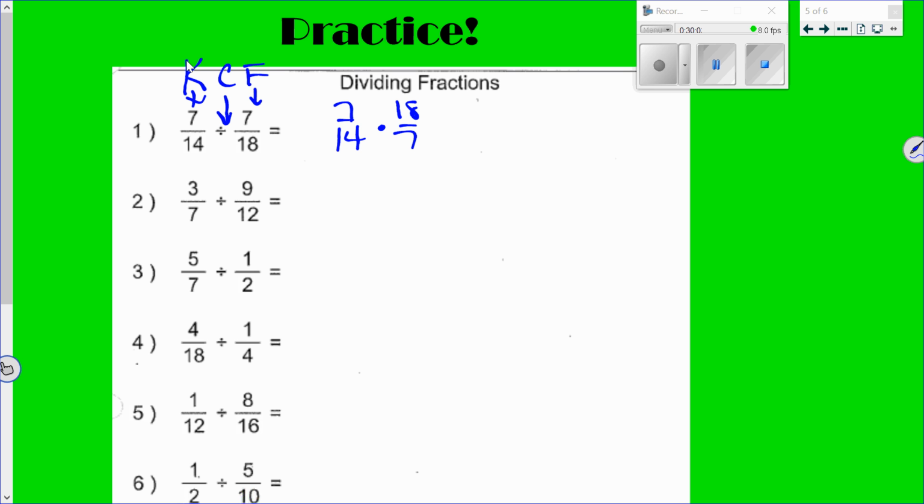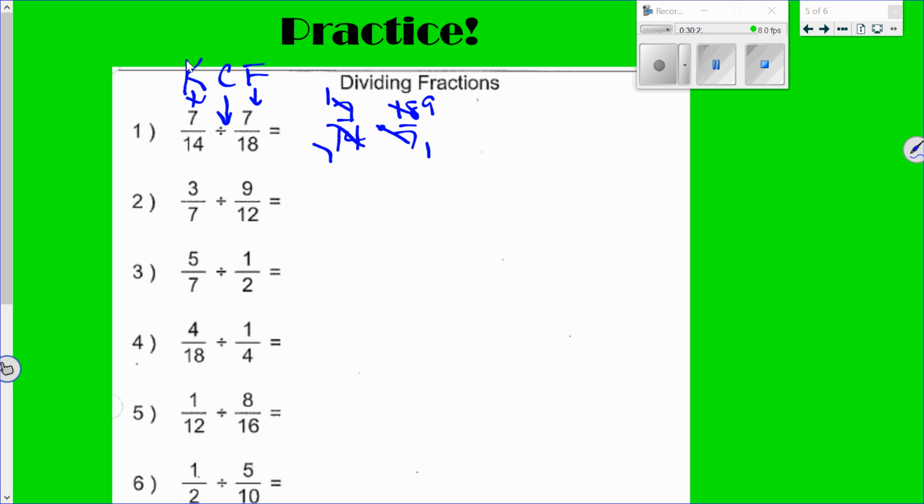Once I am in the multiplication, now I can reduce. So here I've got a 7 on top, 7 on bottom. Those I can both reduce by 7, gives me 1 and 1. I have a 14 and an 18. What can I reduce those by? 2. That gives me a 7 here and a 9 here. 9 and 7. Can I do anything else with those?